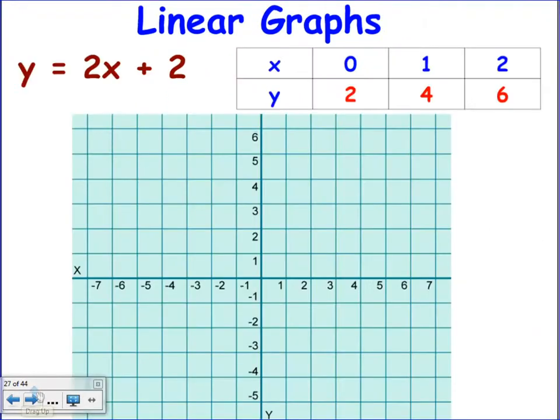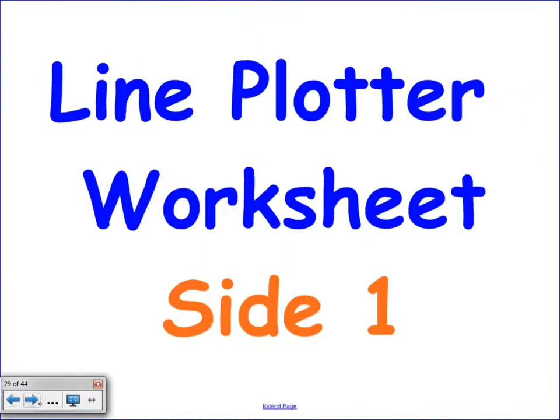I go to my graph, cunningly prepared beforehand, and I go 0, 2, 1, 4, 2, 6, about as straight as I can do freehand, from the edge of the graph to the edge of the graph, not just through those 3 points, because they're points that I might have made up, okay? So can you see how to plot graphs? You happy with that? Yeah. Okay, let's have a go then.